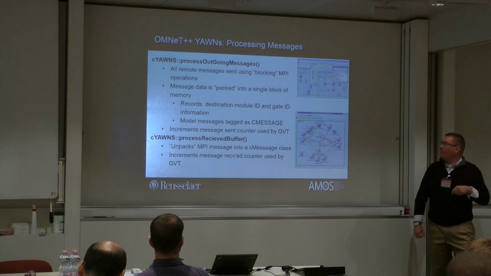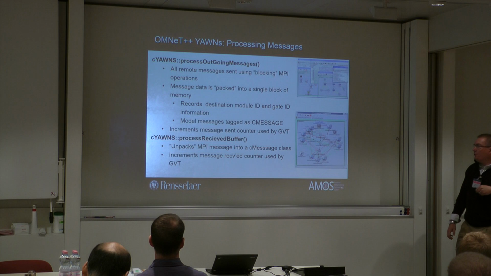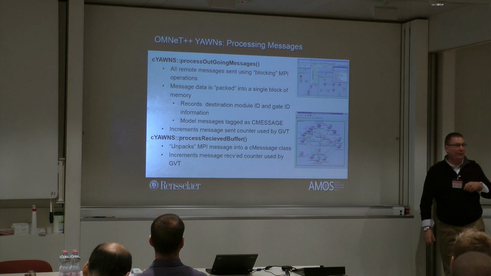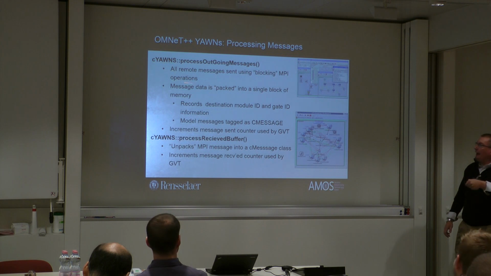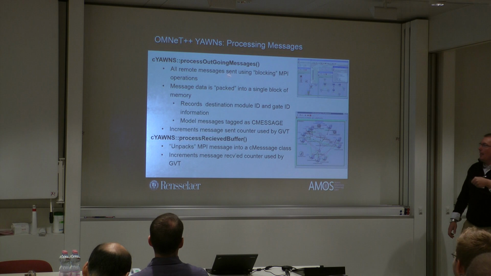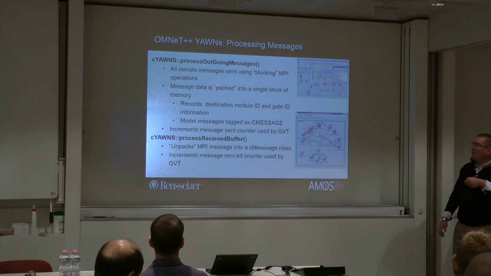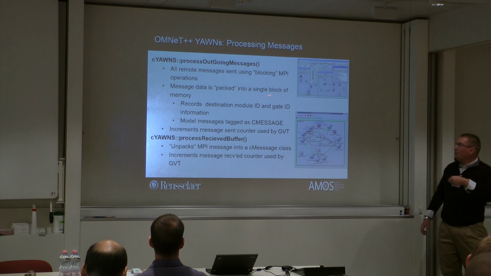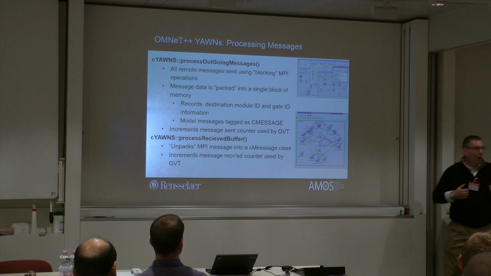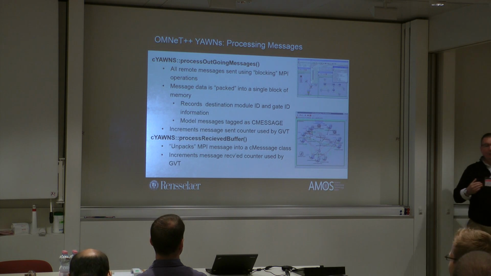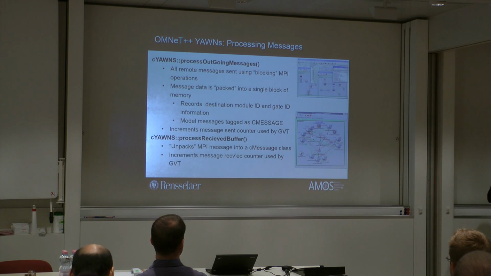Now, process outgoing messages, we didn't have to change too much here from what was in Jan's algorithm, in the sense that it currently is going to use the blocking MPI operations to send all the messages to push them out, and we actually pack them into a single memory buffer. So one of the interesting assumptions OMNeT makes is that your C messages need not be contiguously allocated in memory.